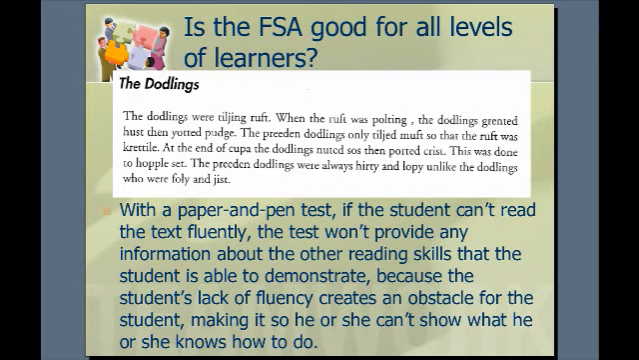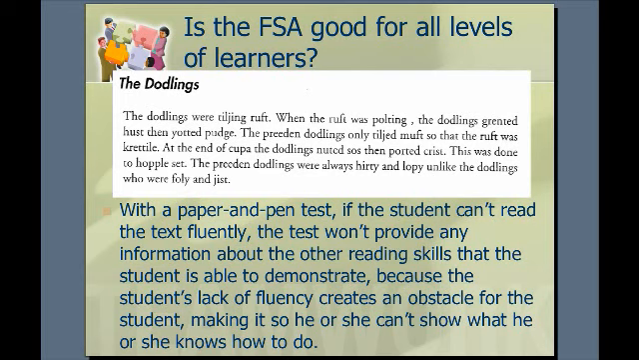And so the question I'm asking here is, is the FSA good for all levels of learners, the students who are competent at grade level reading, and also is it good for students who aren't competent at that? And my answer from my experience is that this kind of test is not good for them, and it's also not really instructive about the wide variety of skills and abilities that go into being able to read.